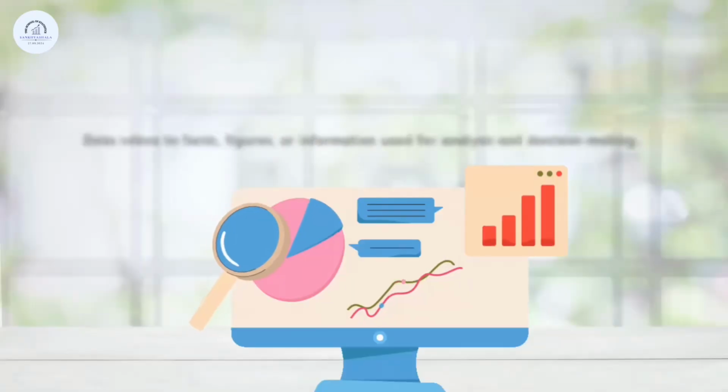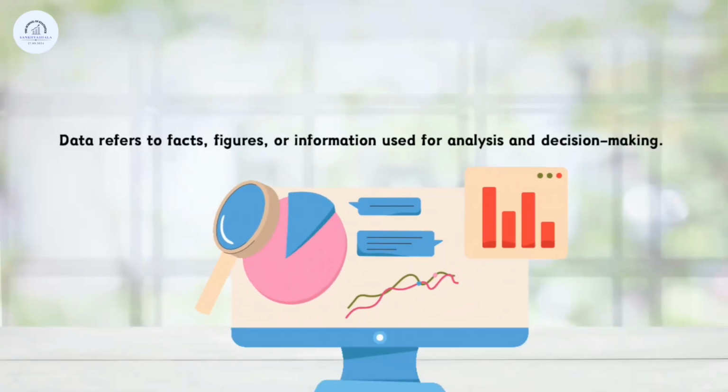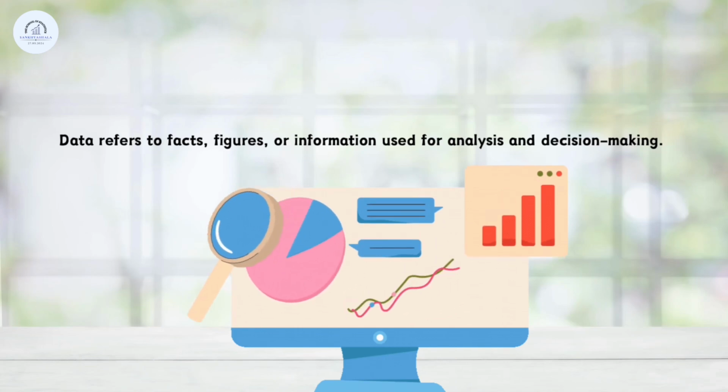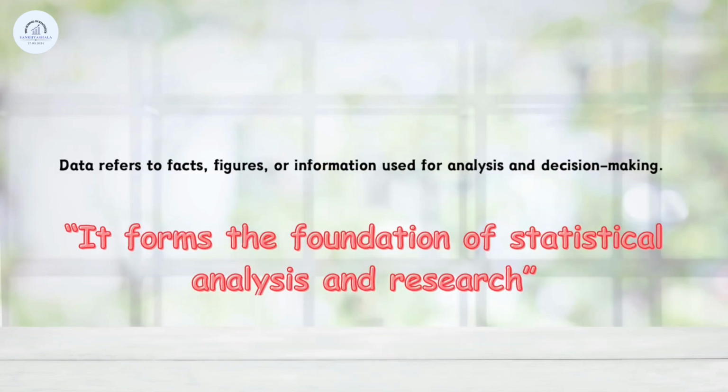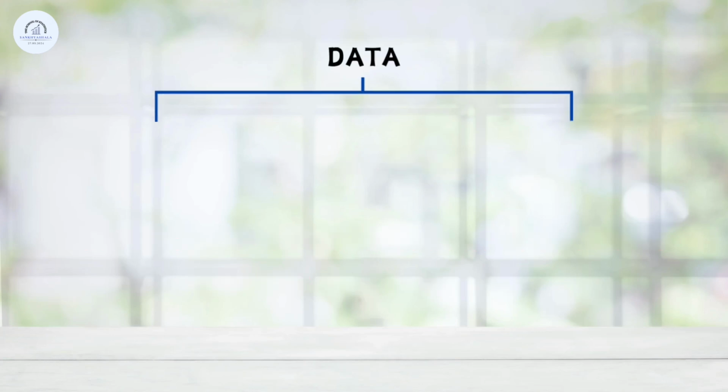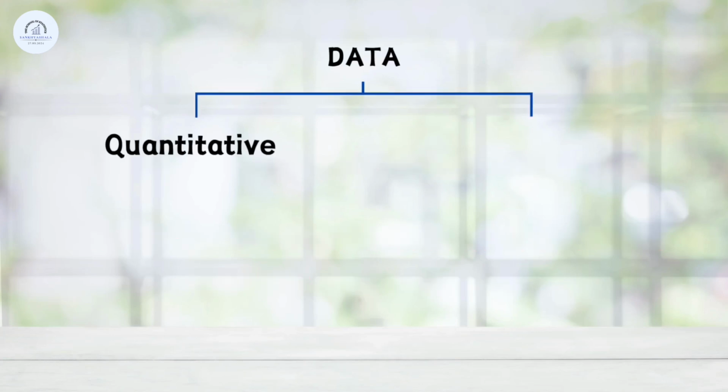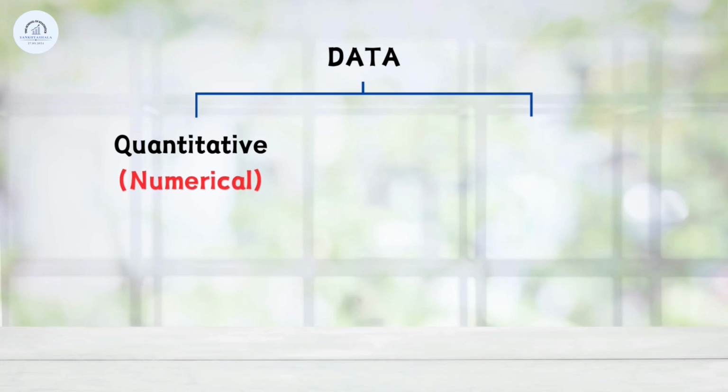Data refers to facts, figures, or information used for analysis and decision making. It forms the foundation of statistical analysis and research. There are two main types of data: quantitative, which is numerical, and qualitative, which is descriptive.